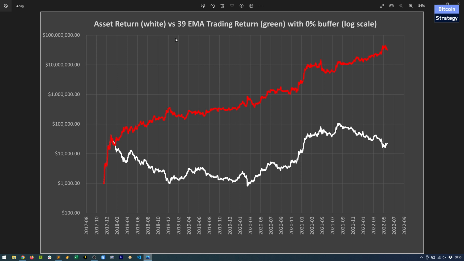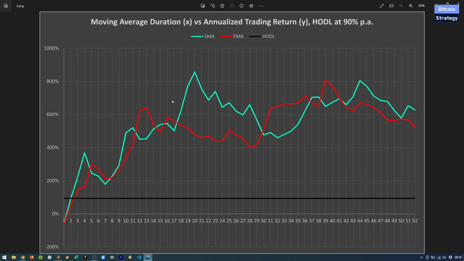So a summary of all of those backtests is in this chart. Again, in turquoise, the simple moving average, and in red, the exponential moving average. And on the x-axis, the duration of the moving average in days. So over here at 20, we see this is the best simple moving average, which gives us more than 800% per annum. So this is annualized performance. And for the EMA, we are here at 39.